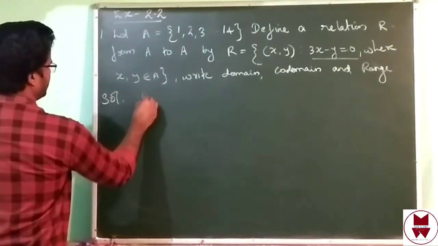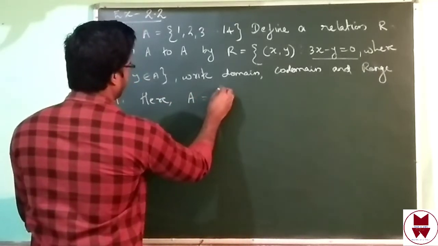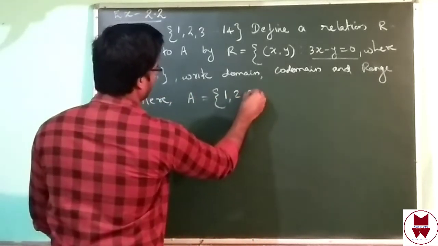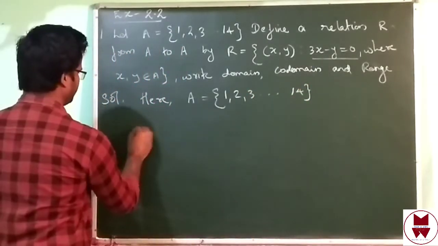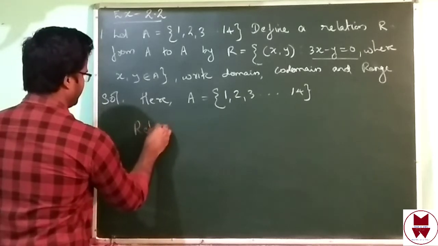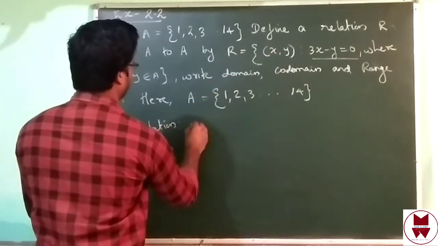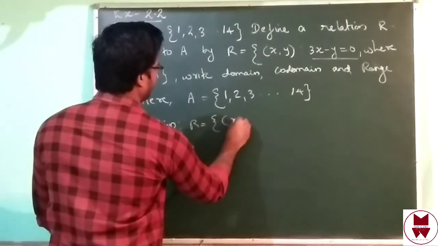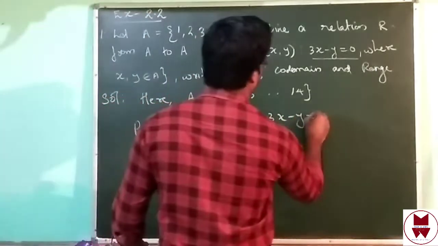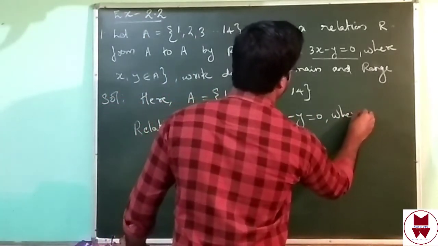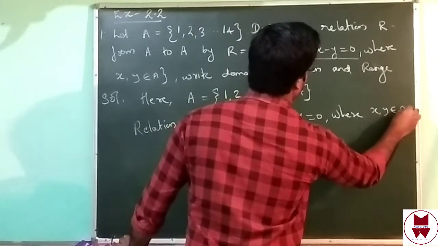First, you can write what is already given here, that is A. A equal to the set 1, 2, 3 up to 14. Then a relation is also given. What is the relation? Relation R equal to the set of (x, y) such that 3x minus y equal to 0, where x, y belongs to A.